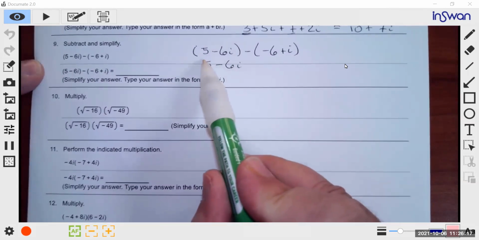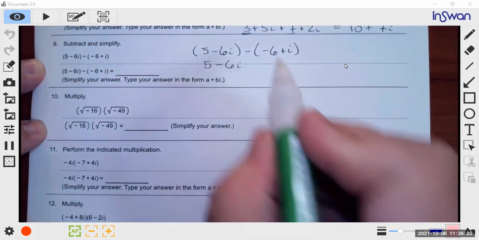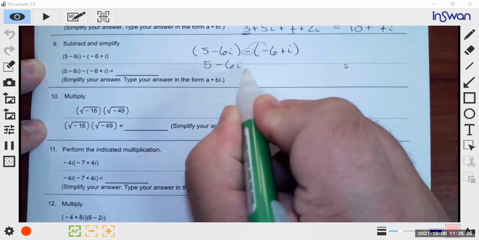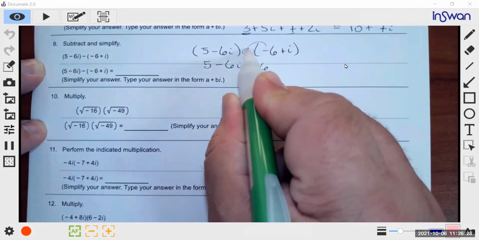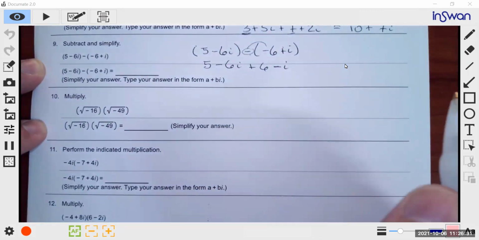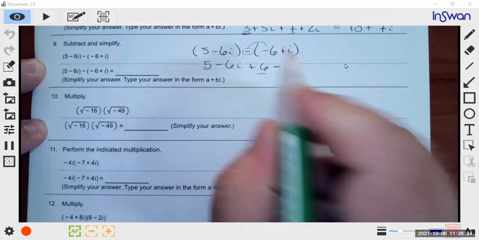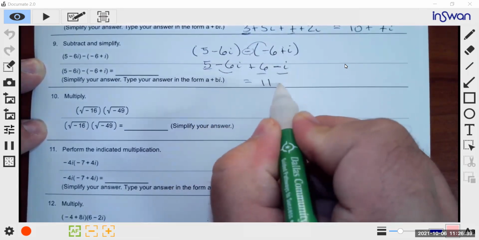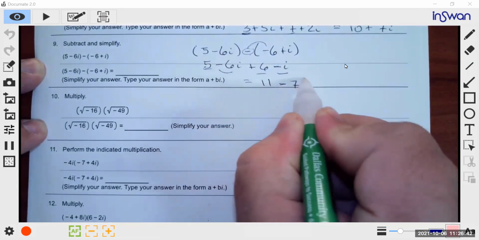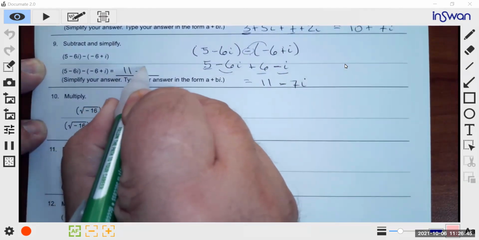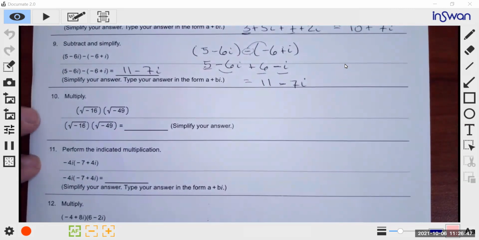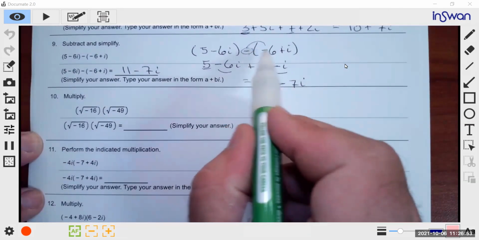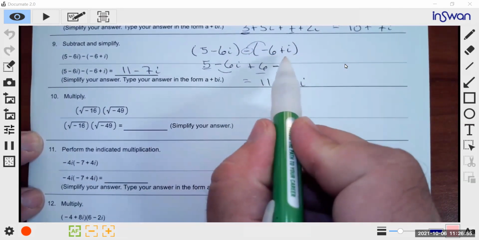So number 9, the first one, nothing changes. It's 5 minus 6i, but this negative changes everybody's sign in the second one. So negative times negative is a positive 6. Negative times positive is a negative i. 5 plus 6 is 11. Negative 6i minus 1i, they're both negative 7i. So again, if you have a negative in front of it, all it does is change the signs inside the parenthesis.